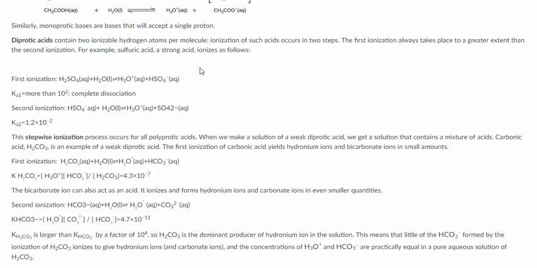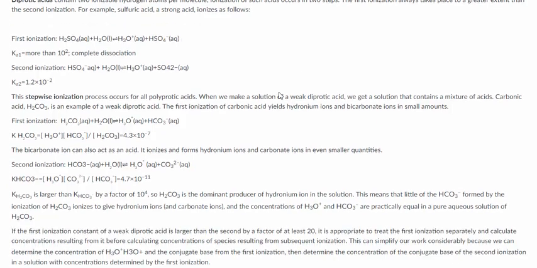Something like phosphoric acid is a polyprotic acid. It contains 3 ionizable hydrogen atoms. Now, when we have more than one ionizable hydrogen atom, we have more than one Ka value. The first Ka is always going to be greater than any subsequent Ka values for that molecule.